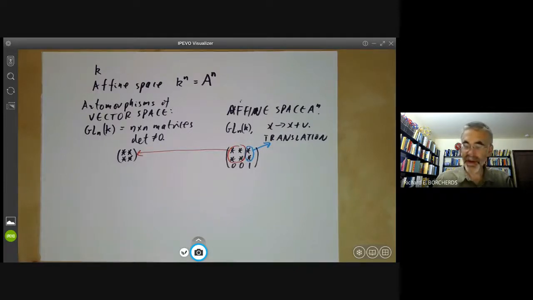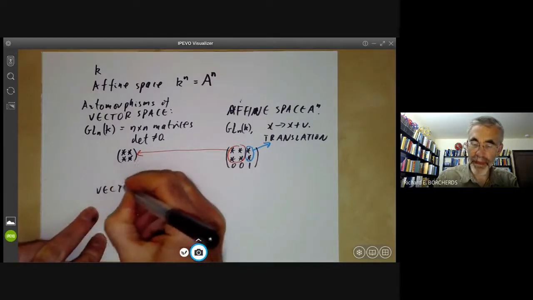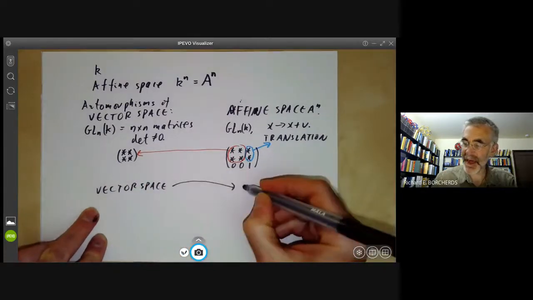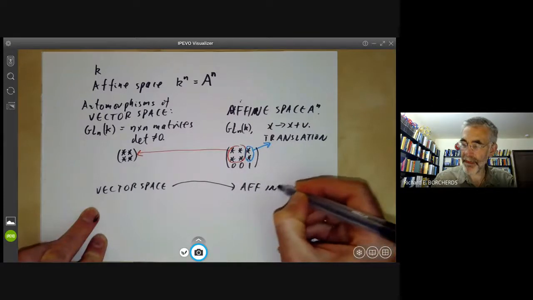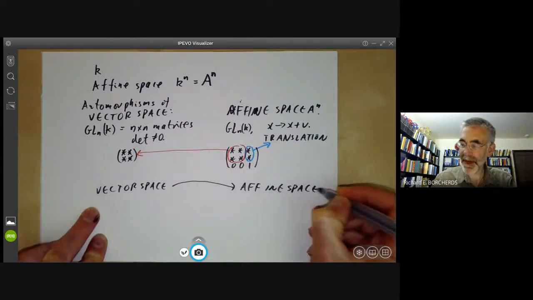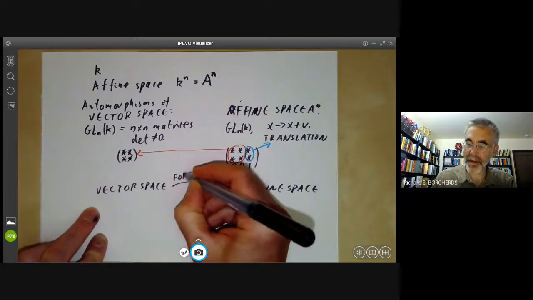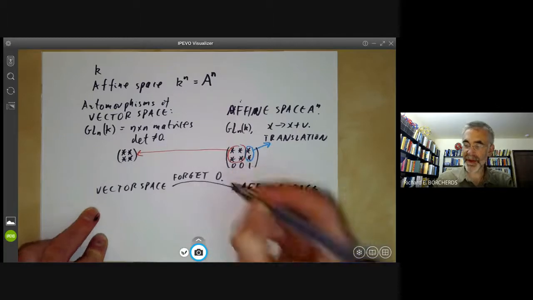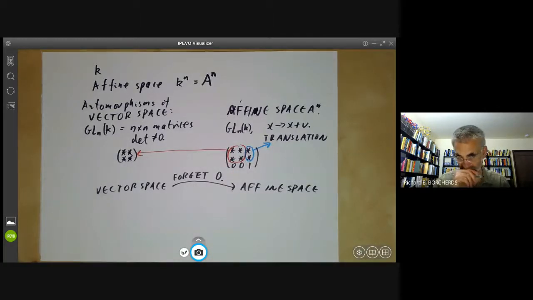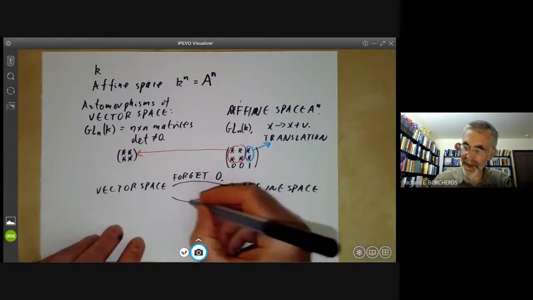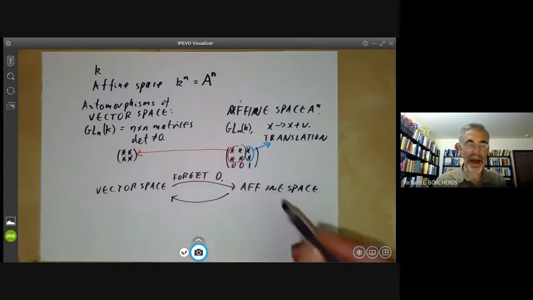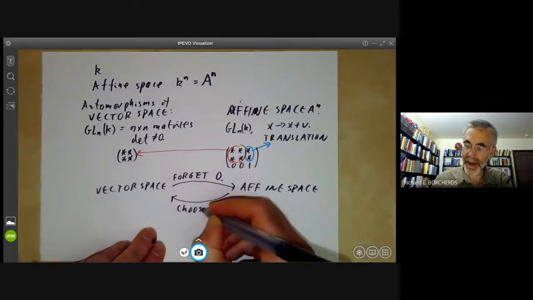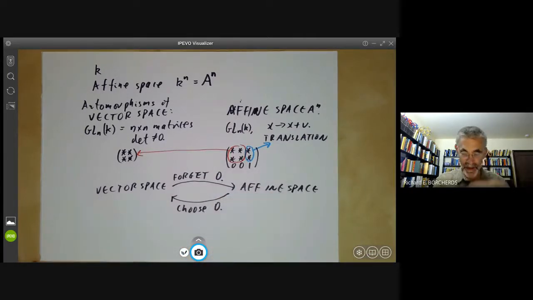In other words, if you've got a vector space, then from any vector space, we get an affine space. And we get the affine space just by forgetting which point zero is, roughly speaking. And to get from an affine space back to a vector space, all you have to do is choose any point of the affine space as your origin. And that makes it into a vector space.